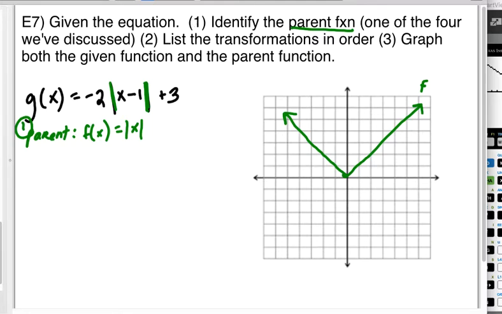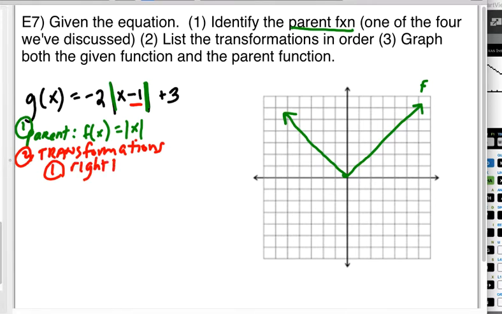So let's start with the fact that there's only one transformation on the inside. The second thing I was asked to do is to list the transformations. So let's go ahead and list those transformations in order. The very first thing that's going to happen is we're going to go right 1. That -1 on the inside is going to go right 1.